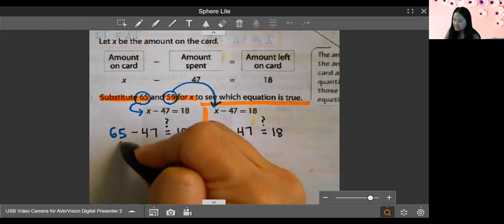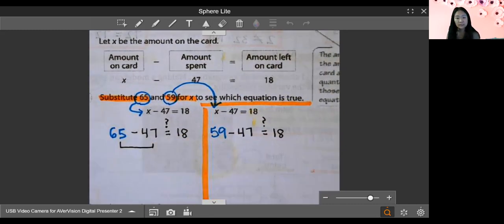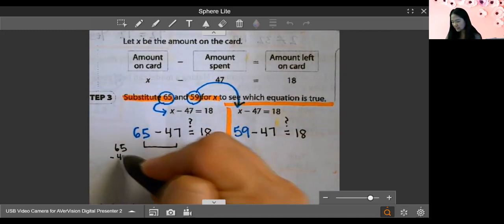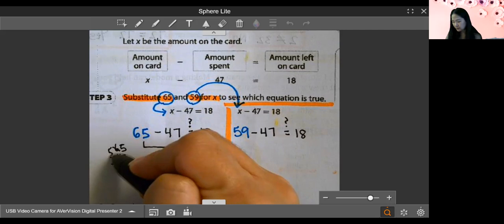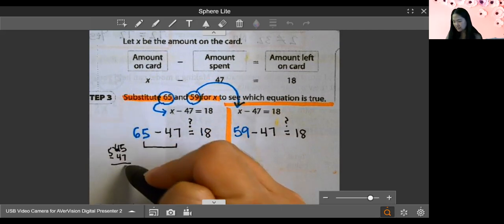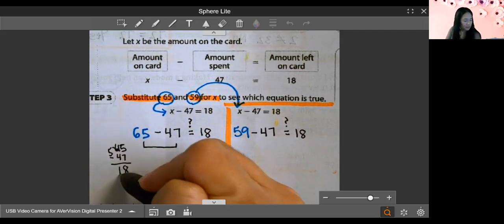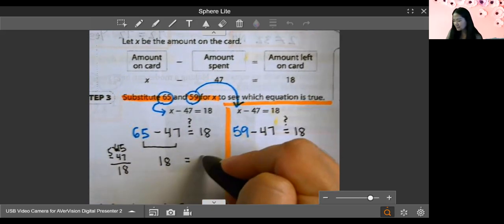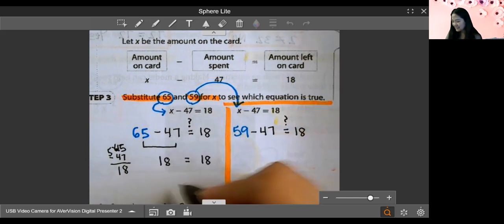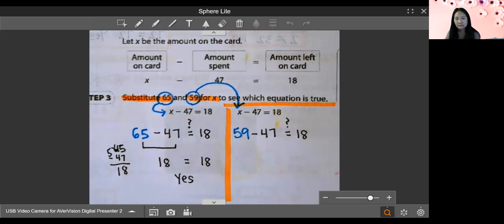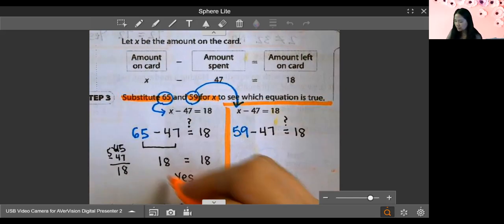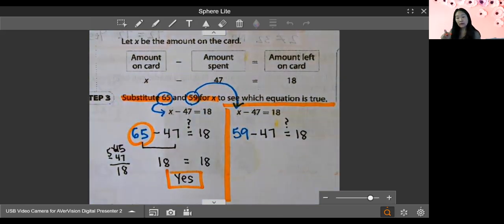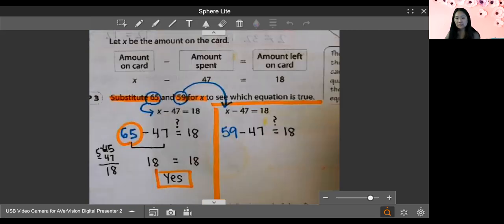Well, what is 65 minus 47? Well, 65 minus 47, you need to borrow. 15 minus 7 is 8. 5 minus 4 is 1. Ooh, 18 equals 18. So yes. So I already know that the answer is going to be 65. Okay, well, let's make sure that the other one is incorrect.